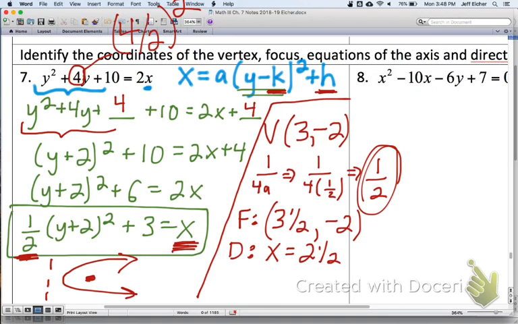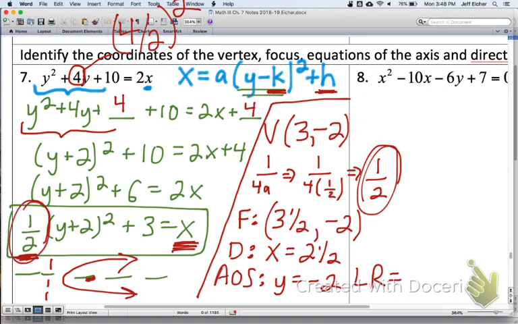The axis of symmetry is the dashed line that goes through the focus and the vertex. So the axis of symmetry is y equals -2. And the LR, my favorite, because it's so fast. What's my a value? There's my a value. What's the reciprocal of that? 2.